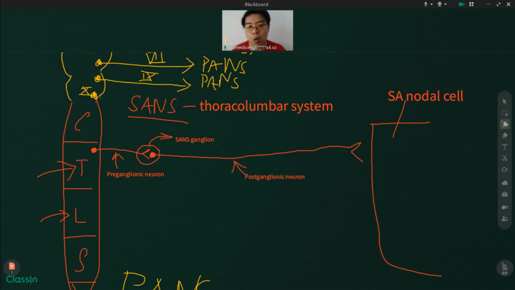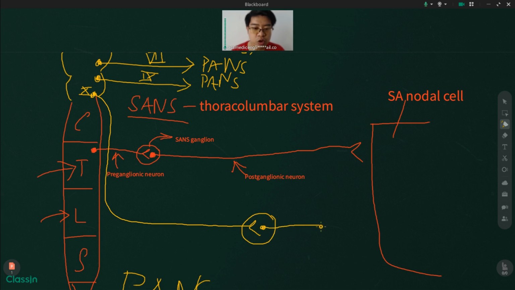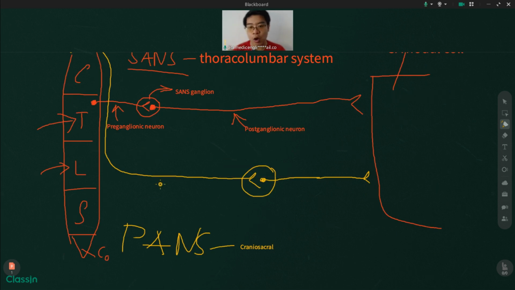So imagine one of these fibers from cranial nerve number 10 is going to go like that towards the SA nodal cell. Then it's going to synapse, and that synapse is going to continue with a postganglionic fiber to the SA nodal cell. So what would this one be called? Is it the preganglionic or postganglionic? Preganglionic parasympathetic neuron.